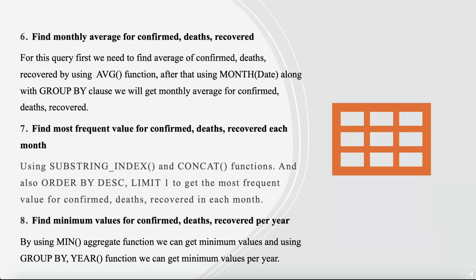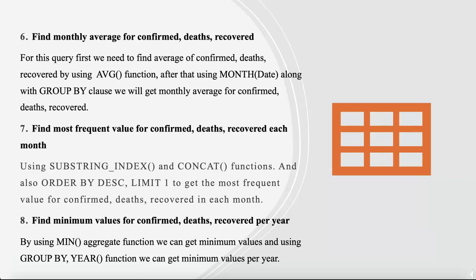And coming to the seventh question, find the most frequent value for confirmed, deaths, recovered per each month. So I used substring index and concat functions. The main thing in this is to find the most frequent value, so I kept limit 1, which gives only the top one. That means the most frequent value for these three columns.